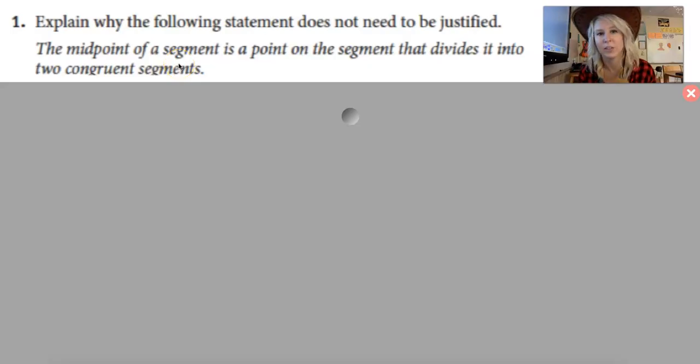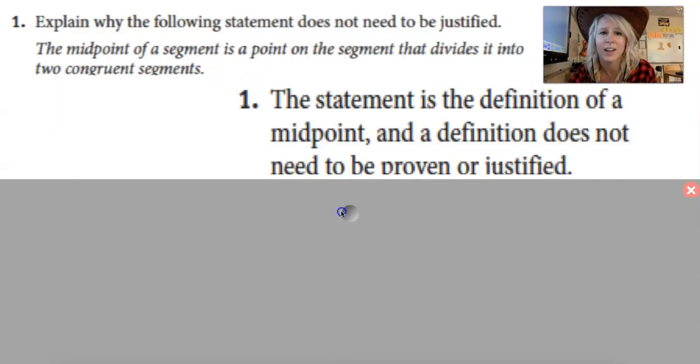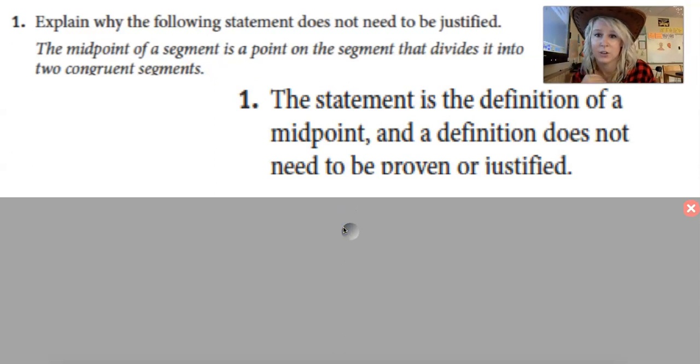Number 1 says, explain why the following statement does not need to be justified. Why don't I have to prove it? So the midpoint of a segment is a point on the segment that divides it into 2 congruent parts. The reason I don't have to prove that is that's the definition of it. So if that is the definition, you don't need to prove it. We assume that it's true because that's the definition.